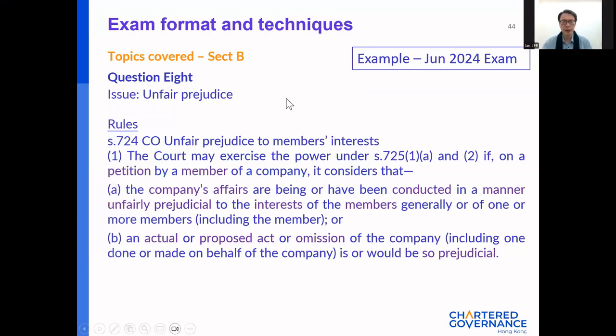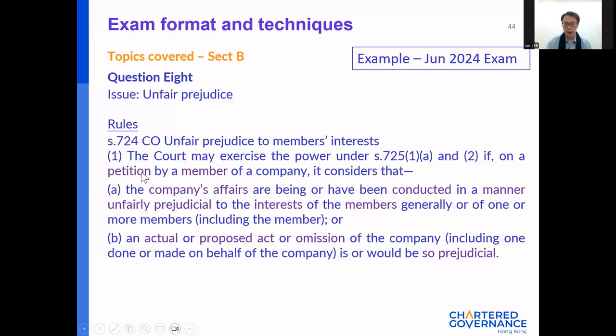Let's start with unfair prejudice. So the starting point will be Section 724 of the Companies Ordinance. The court may exercise the power under 725 if, on a petition by a member of a company, it considers the following. Okay, so if you want to make an unfair prejudice claim, how can you start the process? You can start it by petitioning the court.